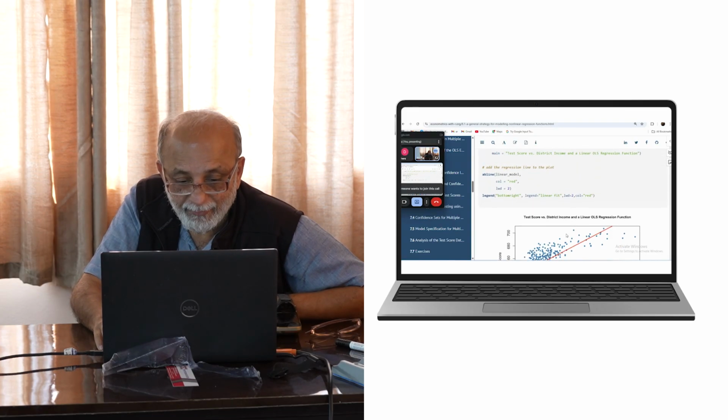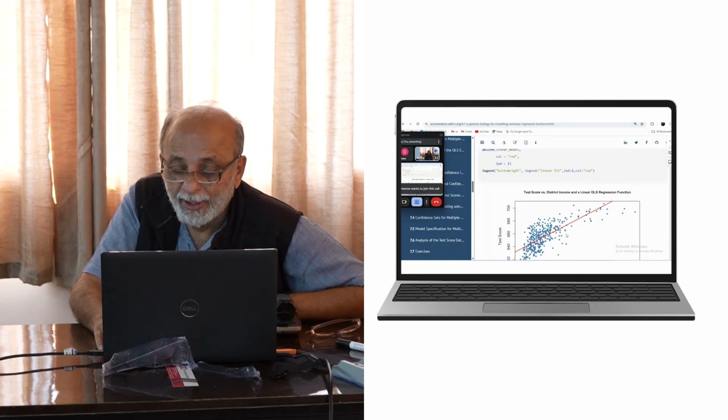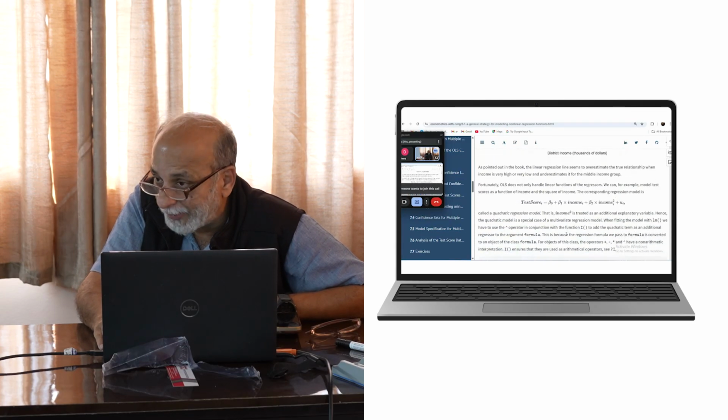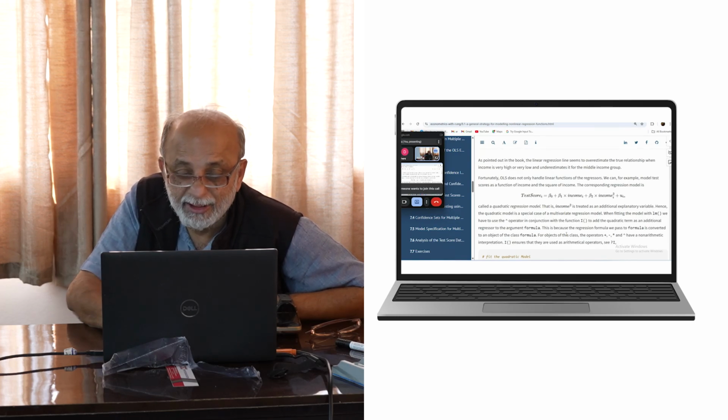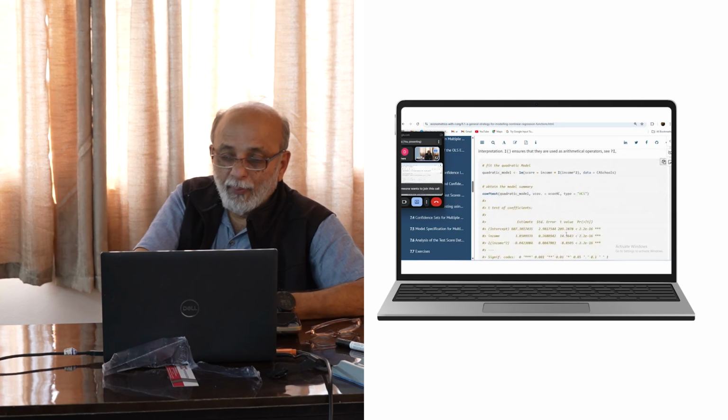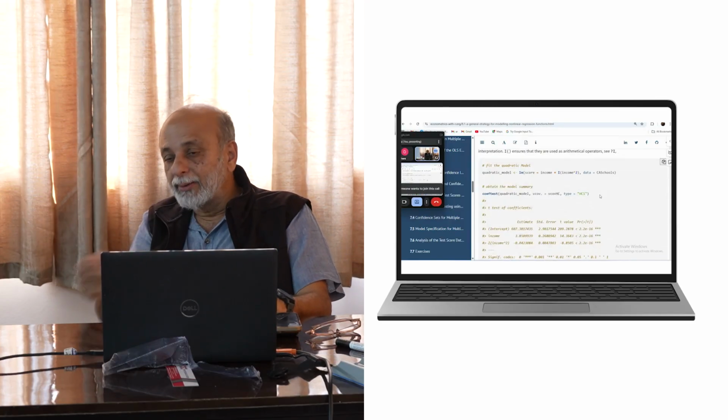So we need a quadratic regression, right? So you have to add a square term for income. Now run this regression with income squared, right?